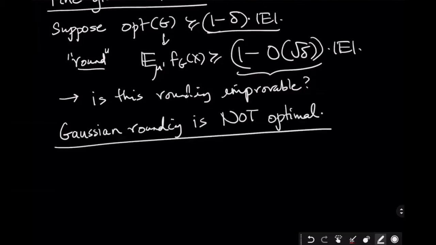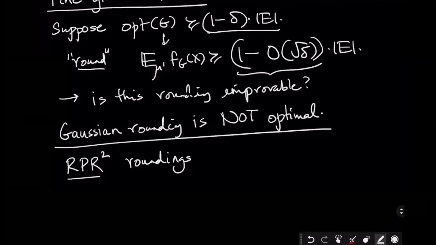So there's a generalization of the Gaussian rounding. It's in fact a scheme of roundings called RPR square roundings, which are close variants of Gaussian roundings, but not exactly what we discussed today. Turns out that in some regimes of delta, there is a way to do better than Gaussian rounding using these so-called RPR square roundings. And in the next lecture, we'll see an example of how that is done. Good. I guess that's all the information part I had.